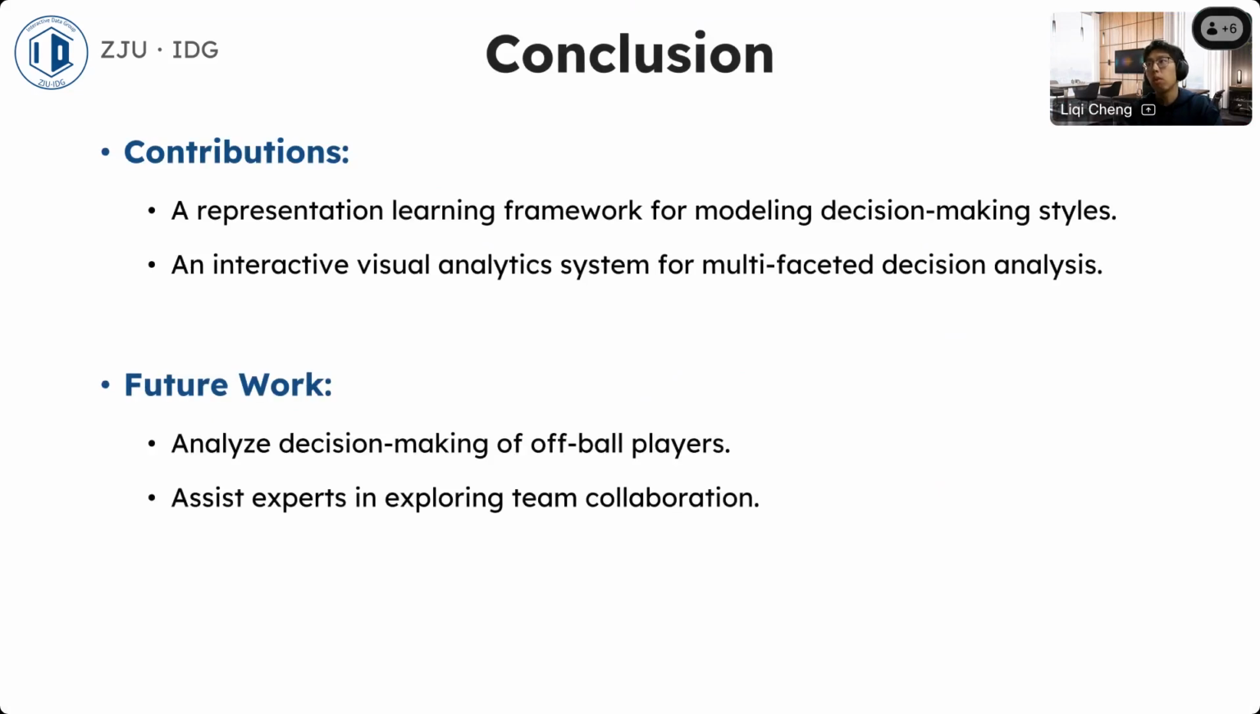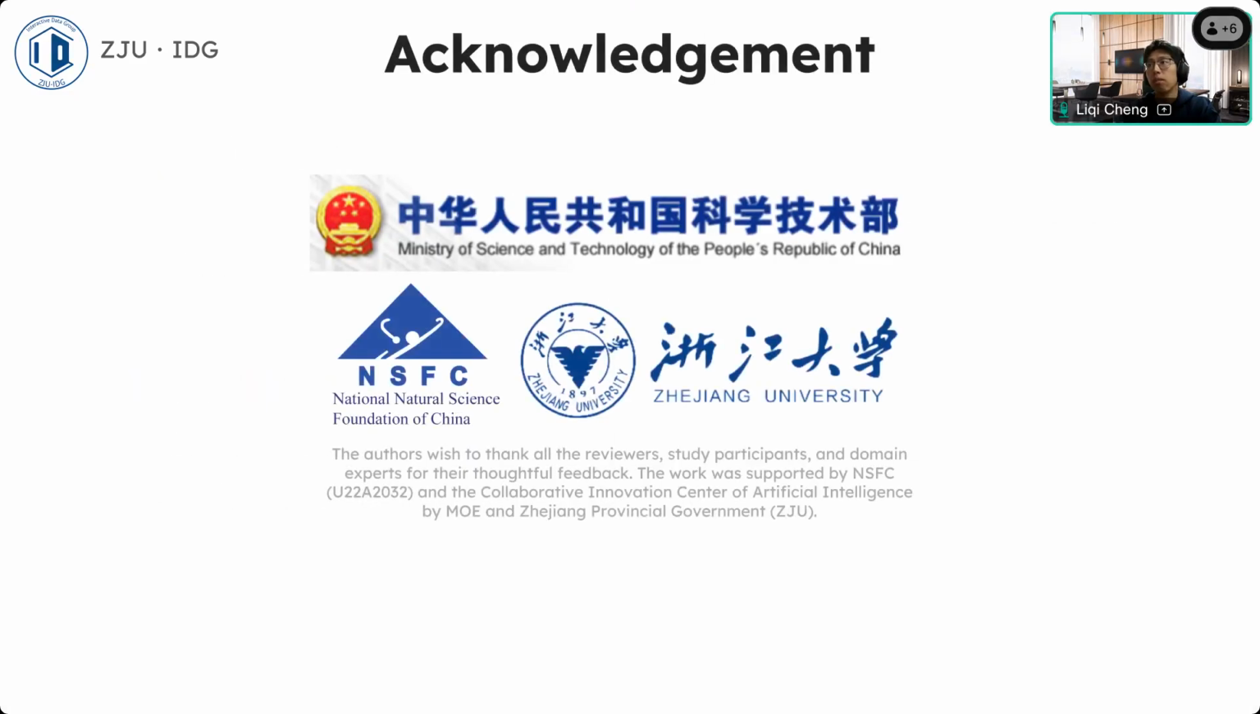To sum up, we propose a learning framework for modeling decision-making styles and a VA system for multi-perspective analysis. In future work, we'll explore overboard decision-making and sport team collaboration analysis in sports like basketball and soccer. We thank the funding agencies for their generous support.